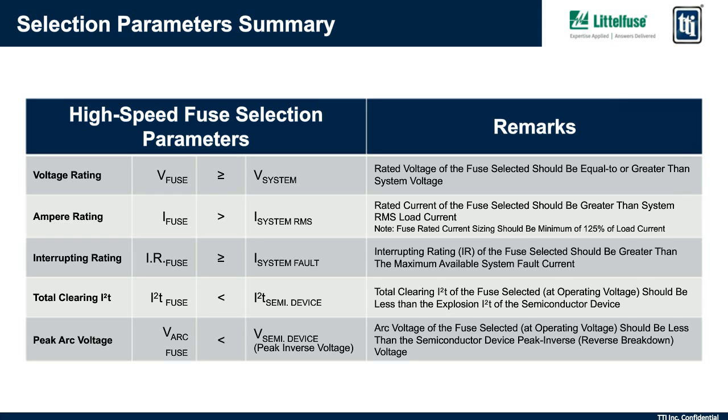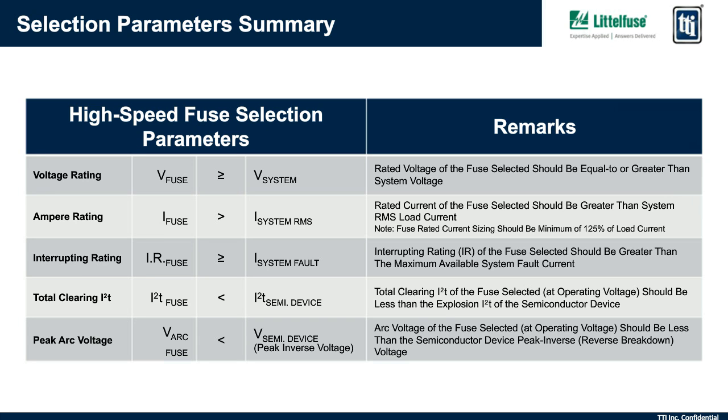So we just covered 5 general selection parameters, and this slide summarizes those 5 key parameters that can be used to help identify potential fuse solutions for protecting your semiconductor device. They are high-level parameters that can help filter out many of the fuse options that exist in the market. There are many, many options out there, but once you identify a fuse that meets these key parameters, then a deeper dive into the application can begin.